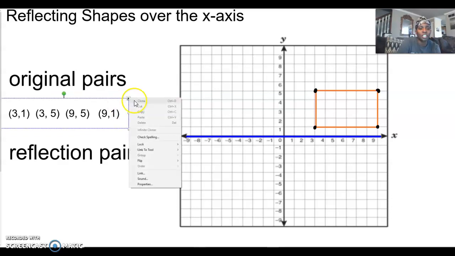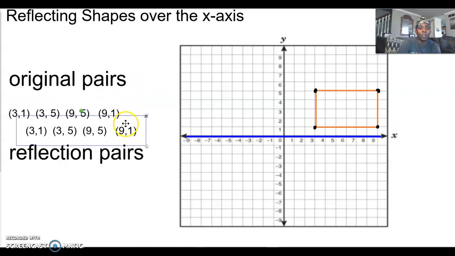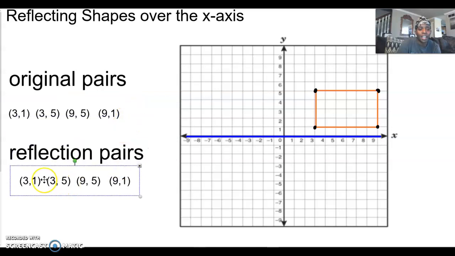So what I'm going to do, just like yesterday, is clone my ordered pairs. Oh, it took it off because I'm recording. Let's see. Oh, there it is. I'm going to clone my ordered pairs. And yesterday, our y's stayed the same. Today, what's going to happen is our x's are going to stay the same. All of our x's will stay the same. This will help us create a reflection over the x.